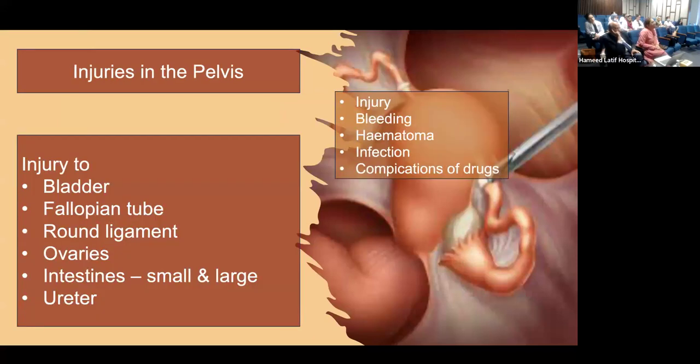Now, looking at the injuries of the pelvis and how they can happen, the various kinds of injuries can result in bleeding, hematoma formation, introduction of infection, and complications related to drugs if general anesthesia is given or IV analgesia is used. What are the types of injuries that can be produced? There are injuries to the bladder, fallopian tube, round ligament, ovaries, intestines, and the ureter. The most important thing to remember when you are doing ligation of the fallopian tube, especially if you have not identified the fallopian tube appropriately and you are pulling on the round ligament, is that the probability of injury to the round ligament increases, and that results in a lot of bleeding.